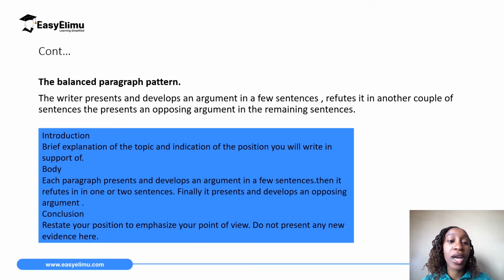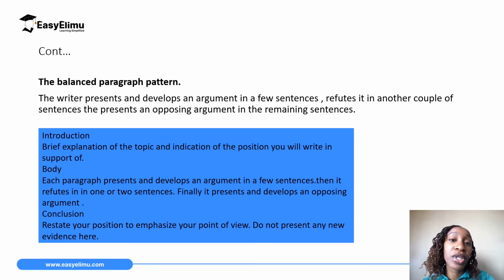Lastly, we have the balanced paragraph pattern. This is where, as a writer, you develop an argument in a few sentences, refute it in another few sentences, and present an opposing argument in the remaining sentences. So, for example, you will start your essay with your introduction. This is where you introduce the essay and you give your position or where you stand. Then you will go to the body.